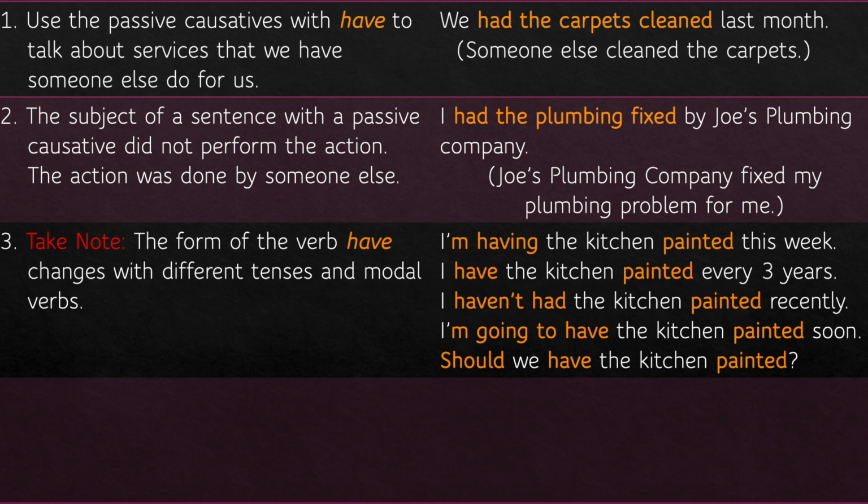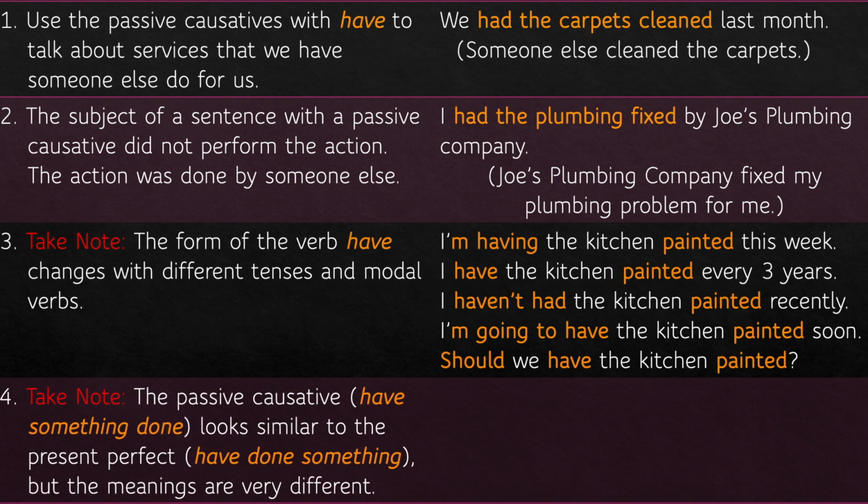So you can see here that we can use all tenses with passive causatives. One more thing. Take note of this too. The passive causative, have something done, looks very similar to the present perfect, which is have done something. But the meanings of these two are very different. For example, if I say, I never have the house cleaned, I mean that I never pay someone or make someone clean my house for me.